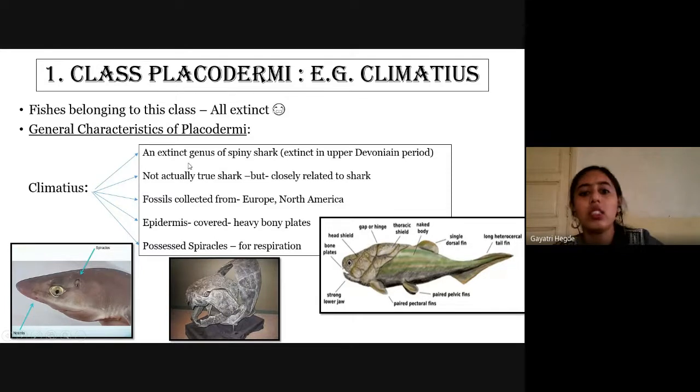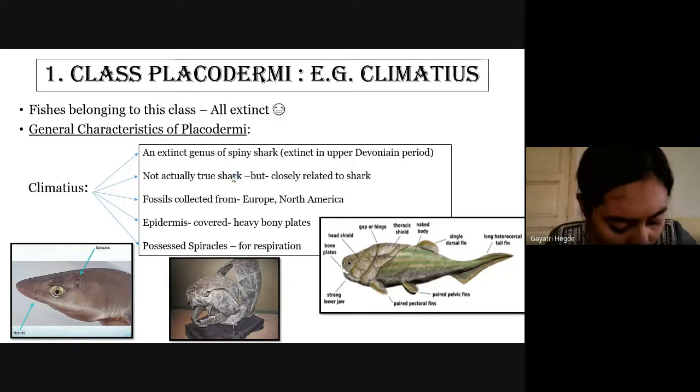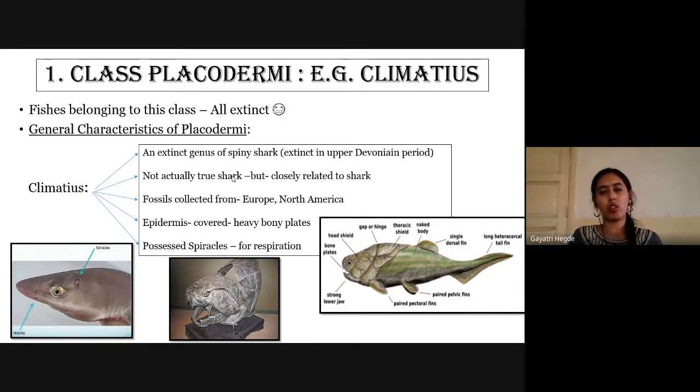All the extinct genera of spiny sharks are included in Placodermi. Now they are not actually sharks, but they were closely related to sharks. They are not true sharks, but they are called that. They are very, very closely related to sharks. So all the extinct genera of spiny sharks are included in this class. They went extinct in the Upper Devonian period. Now fossils of all these extinct species were collected from Europe and North America.